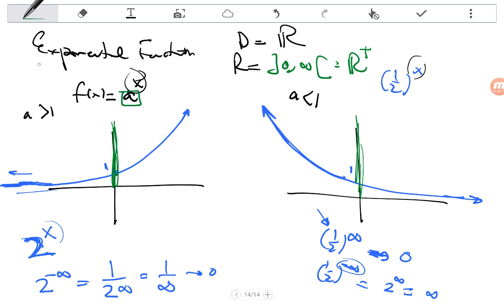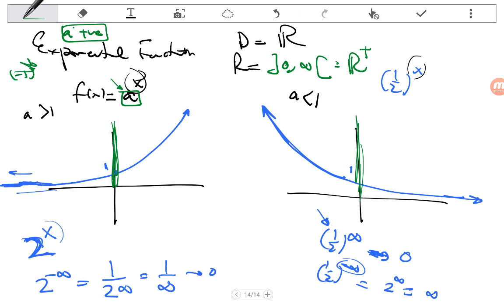And remember that in this expression, a is always positive. We don't take the case where a is negative. For the case a is negative, it gives many complications. For example, negative 1 power half is a complicated case, out of our scope.